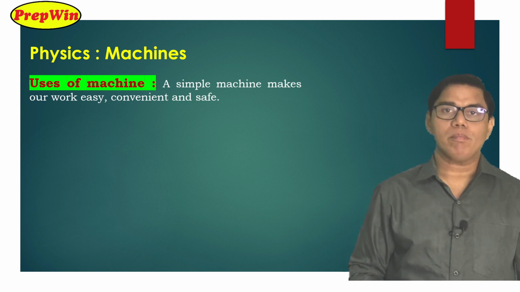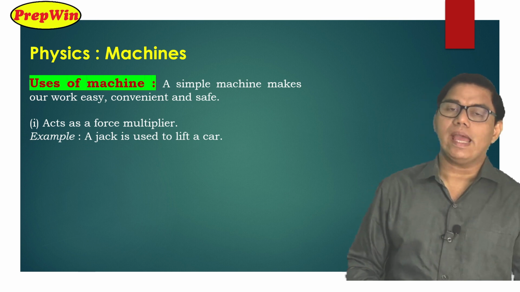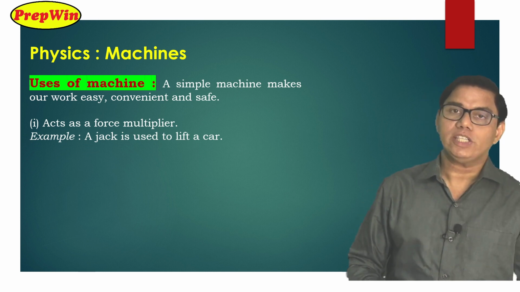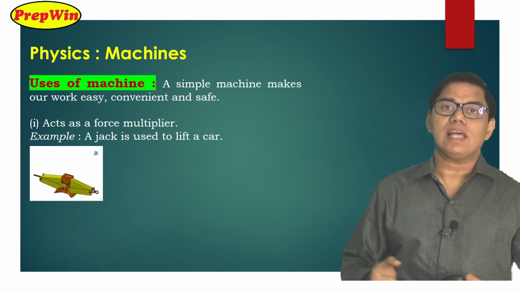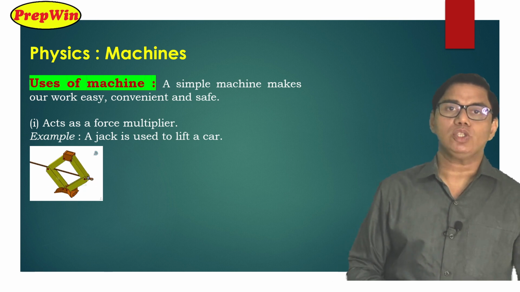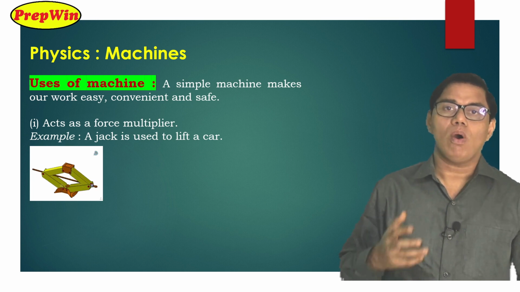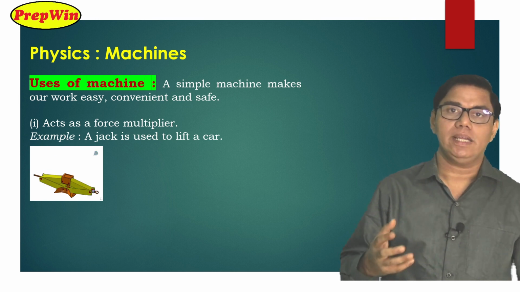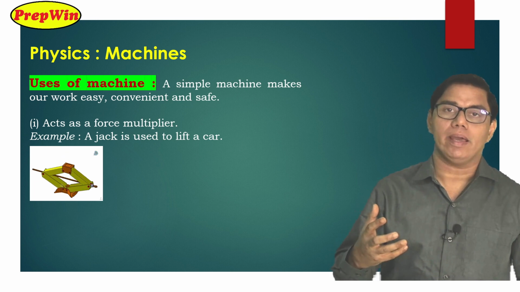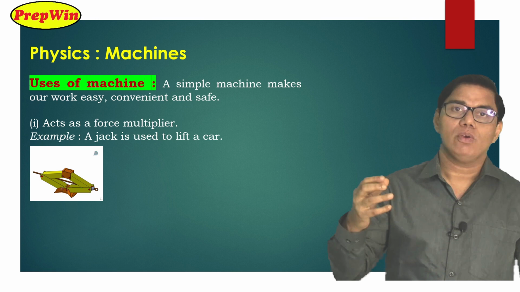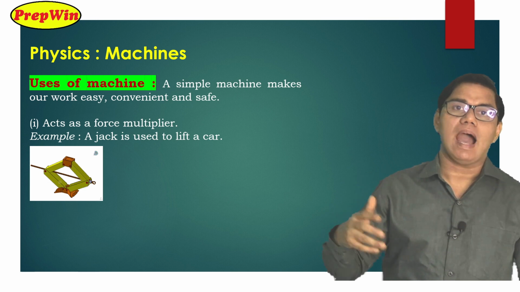Let's see them one by one. So use number 1 is that it acts like a force multiplier. We can consider the example of this jack which is used to lift a car. Is it possible for us to lift a car with our own strength, that is manually? Absolutely not. We can't apply that much force or effort to lift a car. So what we do is we use a simple machine. So here the jack is that simple machine which is going to act as a force multiplier. We apply a small force which will be multiplied manifold to give us a large force, so that the car can be lifted.